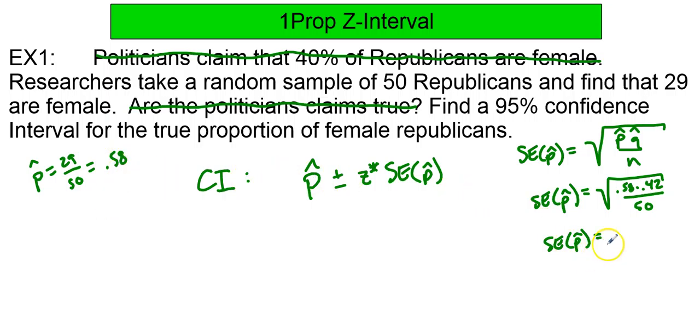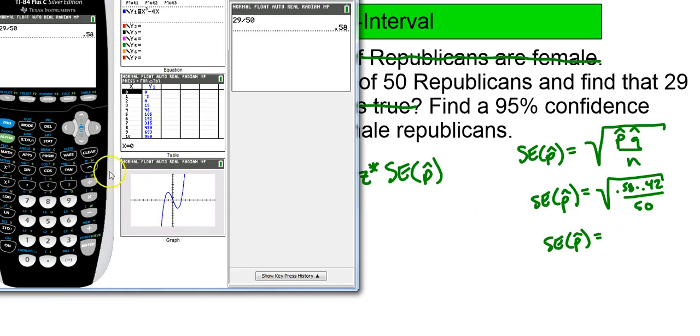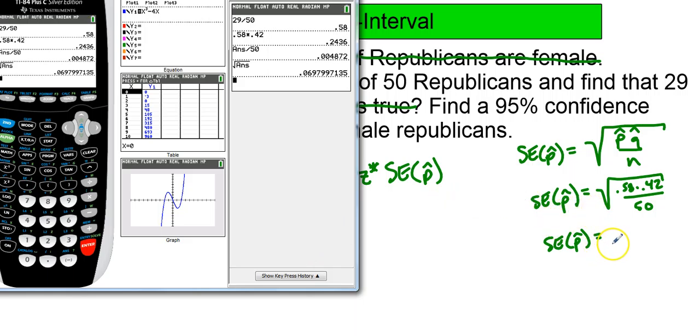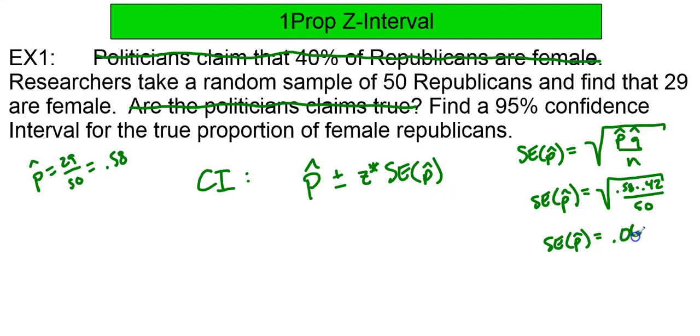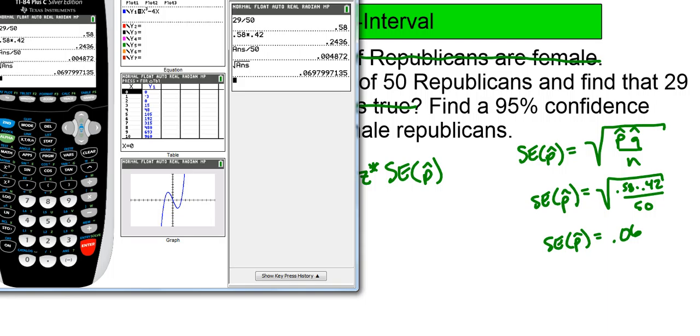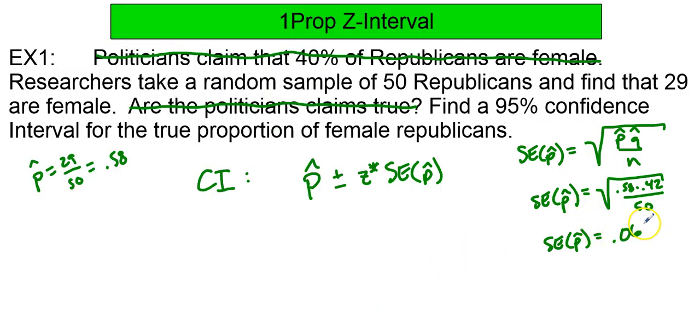That's calculated over here. So our standard error of the p hat is going to be 0.58 times 0.42 divided by 50. And we're going to take the square root of that. So that's going to be 0.0698. So there's our standard error.